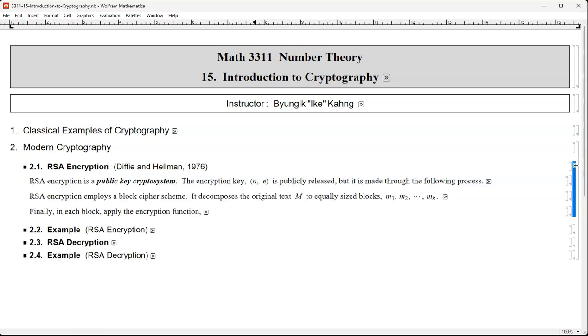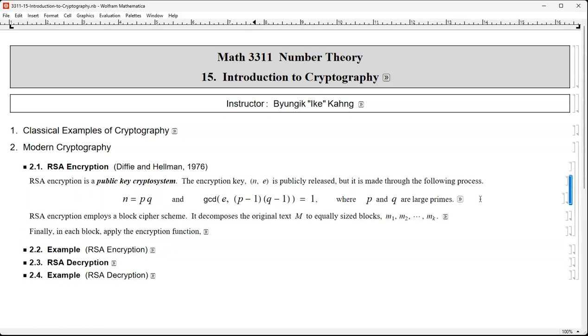Previously we went through RSA encryption. RSA encryption is a public key crypto system, and it comes from a couple of large primes P and Q, and then create n by multiplying those two and finding another positive integer E that is relatively prime to P minus 1 times Q minus 1. Put those two numbers together, we get an encryption key, and that is publicly released.